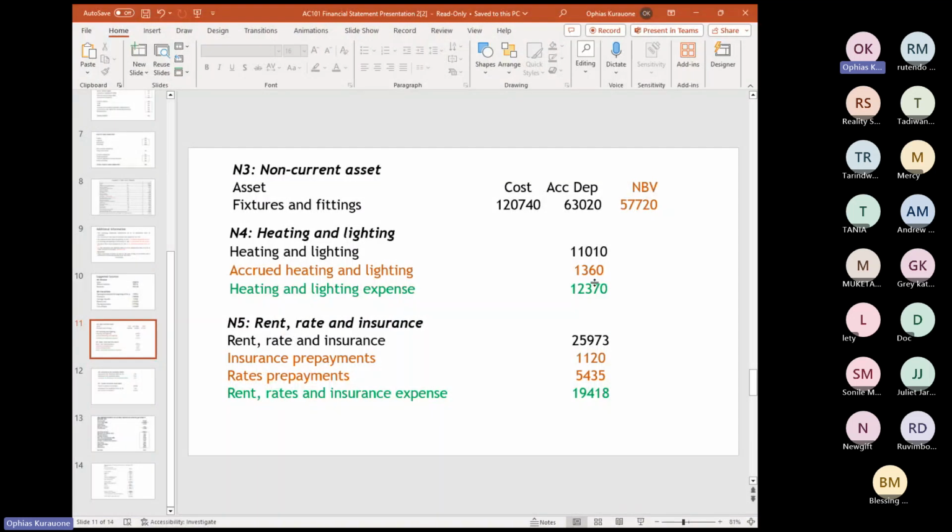Heat and lighting. These are given, but only on the accrued amounts. The accrued amounts need to be reworked.